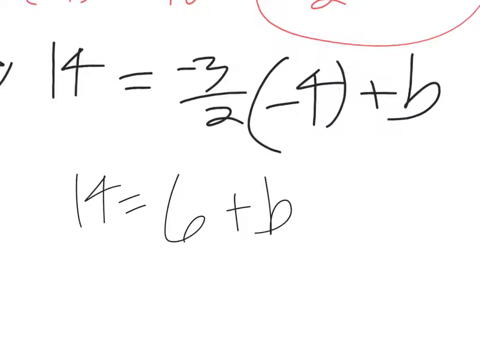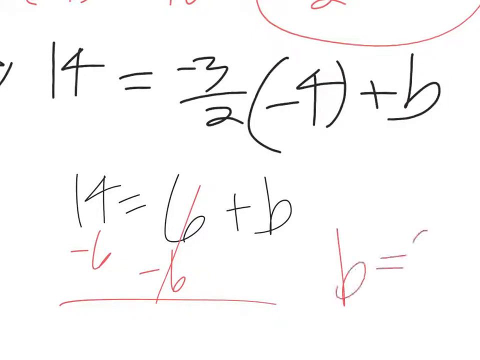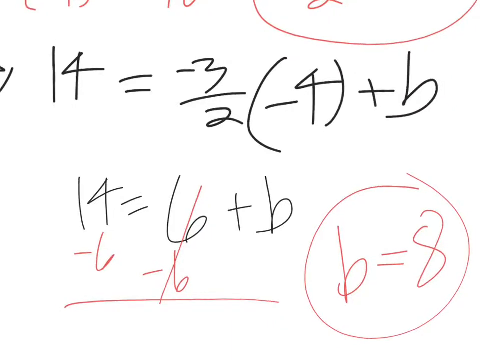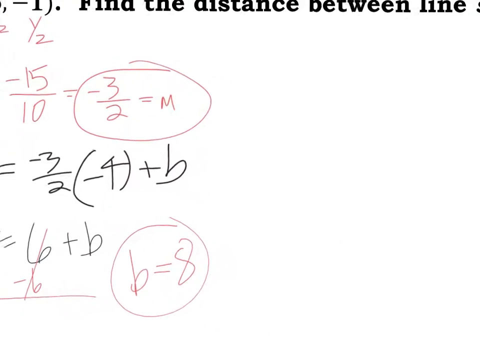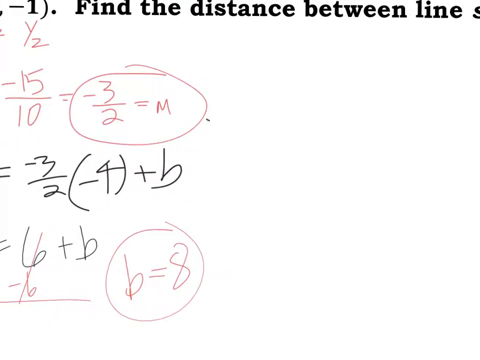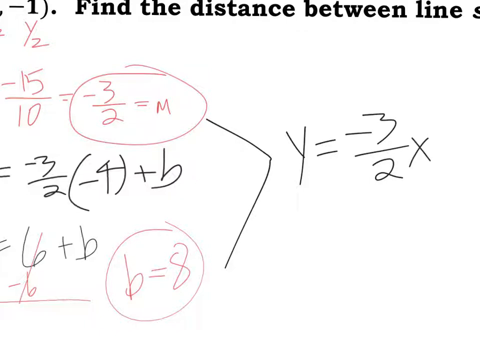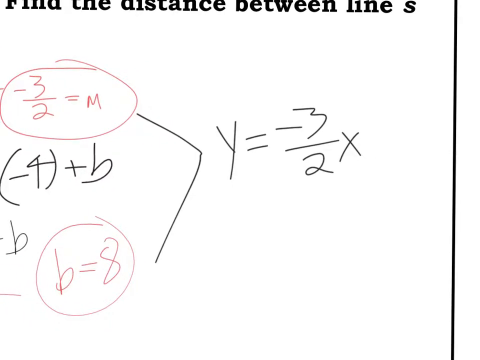That's how you do fractions in your head, by the way. Multiply the tops, then divide by the bottom. So subtract 6 to the other side, or you could probably do it in your head. 6 plus what number is 14? But 14 minus 6 is 8, so b equals 8. All right, so now I know my m, now I know my b, so I can write my equation for that line. It's going to say y equals negative 3 over 2x, and then b was positive 8, so I'm going to write plus 8.